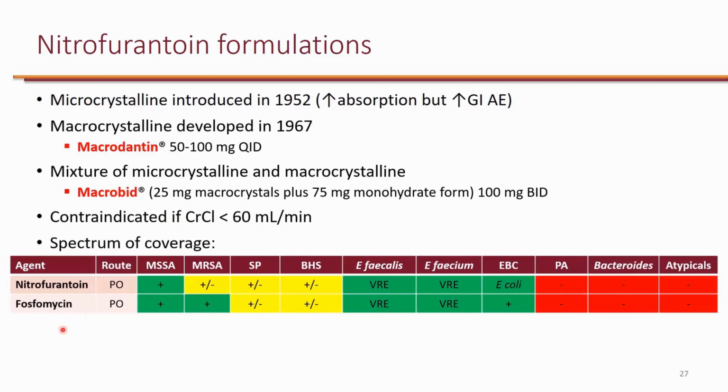And here's the spectrum of coverage of nitrofurantoin and fosfomycin. So they do cover Enterococcus, which you would suspect in UTIs, as well as VRE. They also cover VRE, and also they have good coverage for E. coli. So that's why these two are excellent agents to use in cystitis. And resistance rate has not increased over the years.